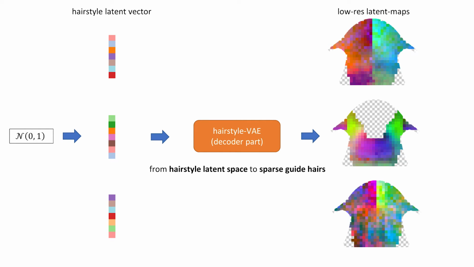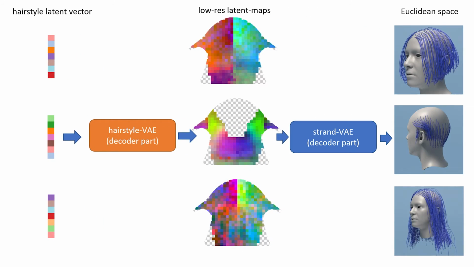Here, we emphasize again that the hairstyle variational autoencoder only generates low-resolution latent maps, which can be decoded to a set of sparse guide hairs. Due to the local similarity of human hairs, a few guide strands are already sufficient to describe the overall hair shape. This compact representation makes the task easier.